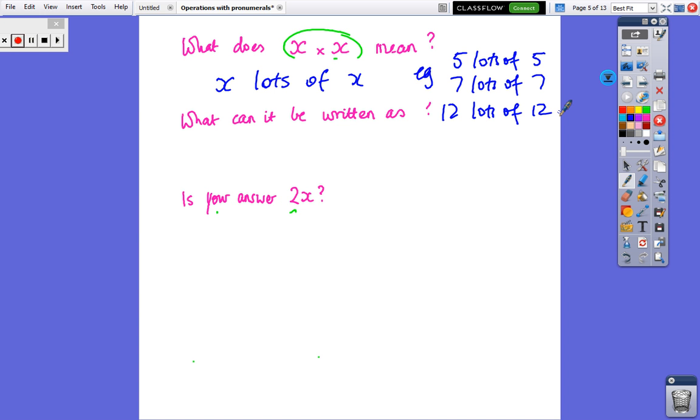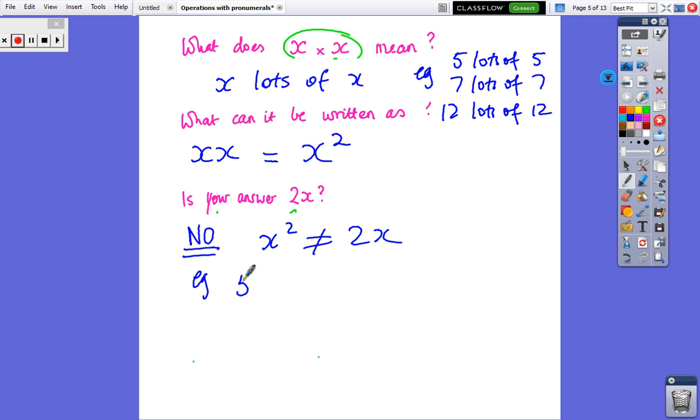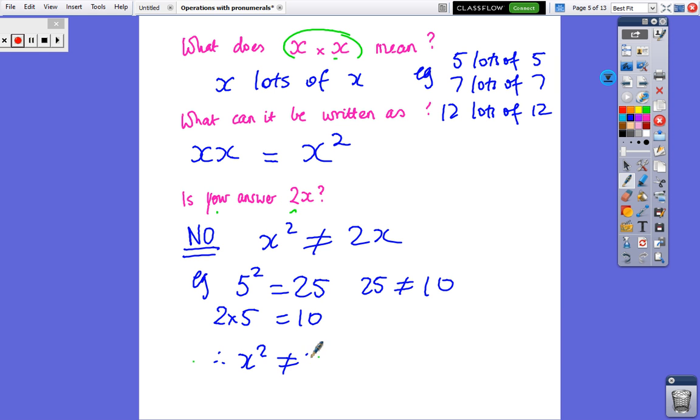And rather than writing xx, which looks pretty untidy, we write that down as x squared, because you've just done a topic on indices. Okay? And the answer is no. x squared does not equal 2x. For instance, 5 squared equals 25. 2 times 5 equals 10. 25 does not equal 10. So that means x squared does not equal 2x. And that's something you've really got to understand. x squared means x times x, 2x means 2 times x, and they're not the same things. So just be very careful on that. When you're ready, come to the next slide.